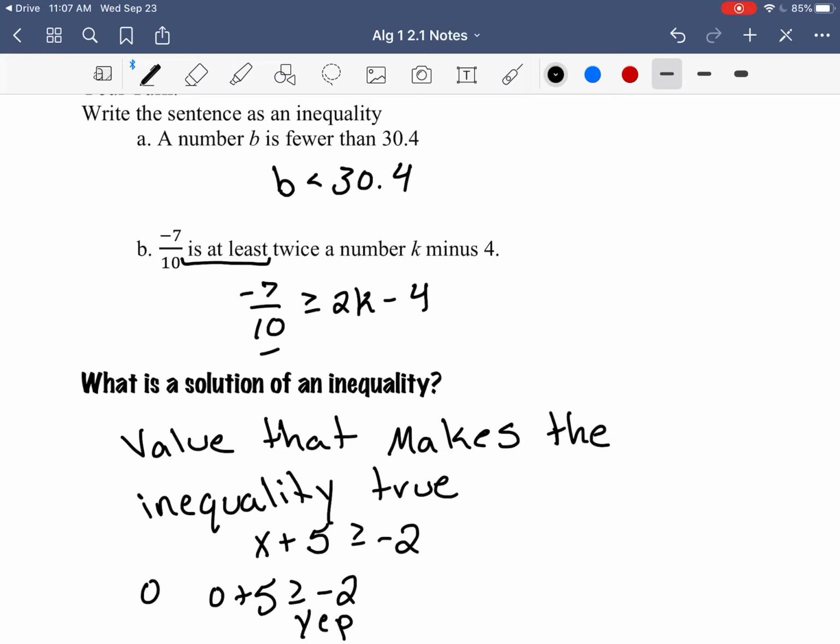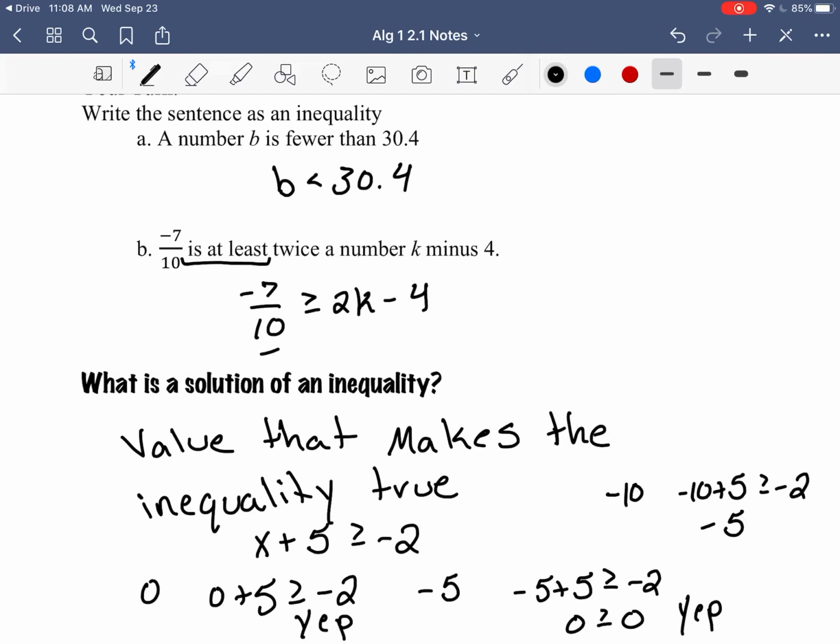0 worked. What about negative 5? Well, is negative 5 plus 5 greater than or equal to negative 2? That's 0. Yep, that one worked too. But there are some numbers that don't work. For example, negative 10. Negative 10 plus 5, is that greater than or equal to negative 2? That gives me negative 5. Nope, that one doesn't work.